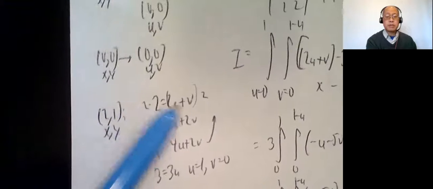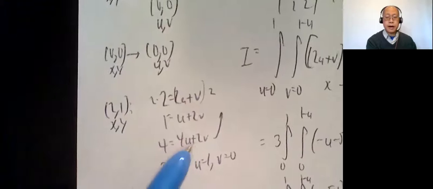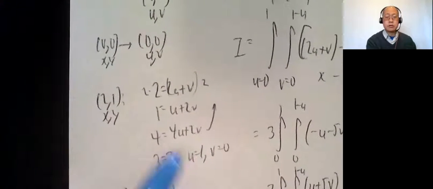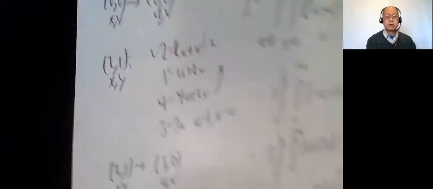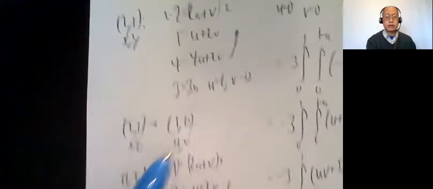So you multiply the top equation by 2: 4 equals 4u plus 2v. And then you can subtract this equation minus this equation: 3 equals 3u. That gives me u equals 1, which means v equals 0. So the point (2, 1) becomes the point (1, 0) in u and v.